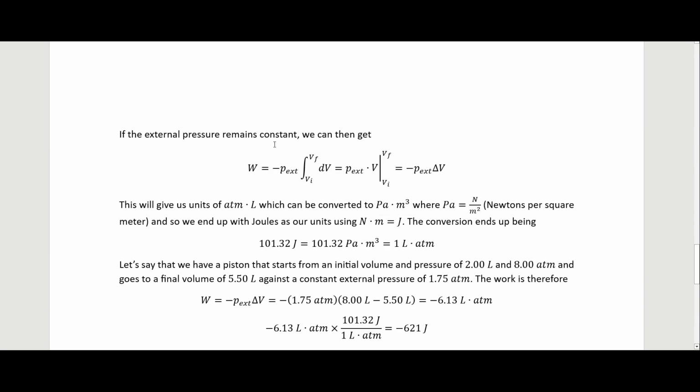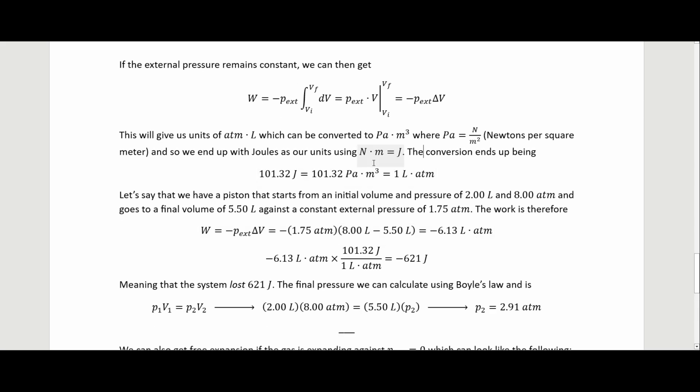If the external pressure remains constant, then what we get is that this is just the exterior pressure times the change in volume right here. This will give us units of atmosphere times liters, which can be converted into pascals times cubic meters, and so that is just newtons per square meter with the pascals here. And so we end up with joules as our units, so it's just newtons times meters, because what we're doing is this square meters here multiplied by this cubic meters here leaves us with newtons times meters, which is just the definition of a joule. So the conversion ends up being this right here.